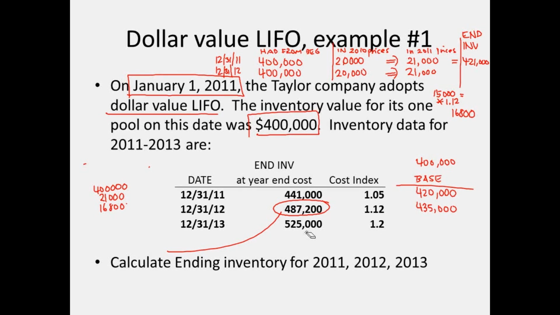437,800. Okay? All right, who's ready to tell me how to do this? Who's feeling super confident? All right, who's not feeling super confident but willing to give it a shot? Okay, go ahead. All right, what do we do first? Okay, so you took 525 and you divided it by 1.2.